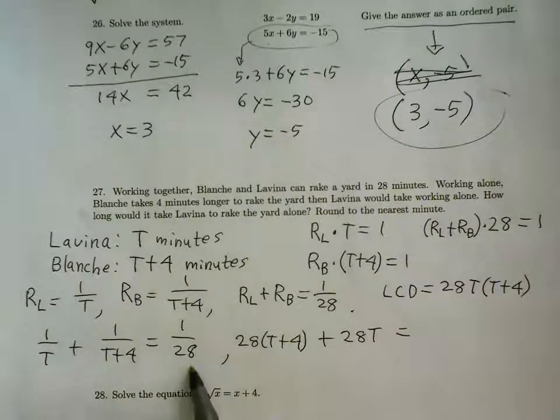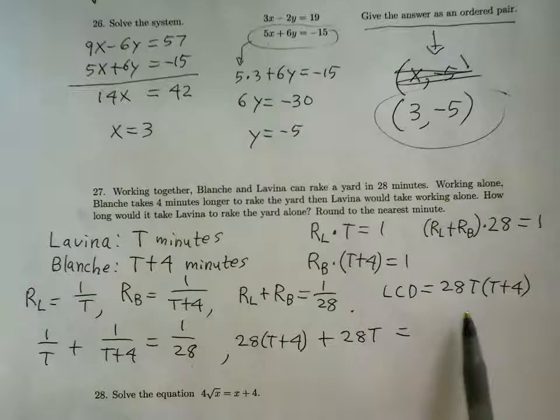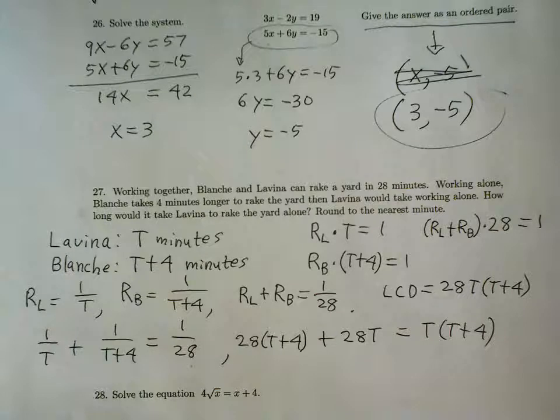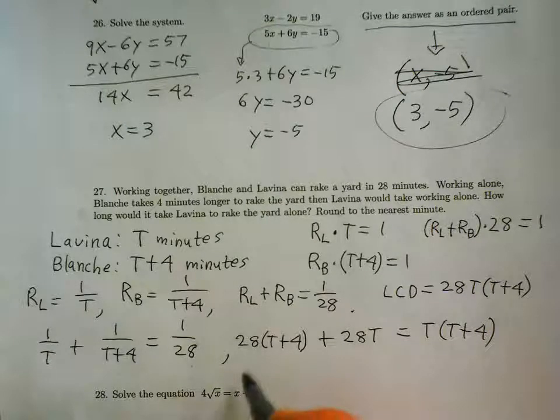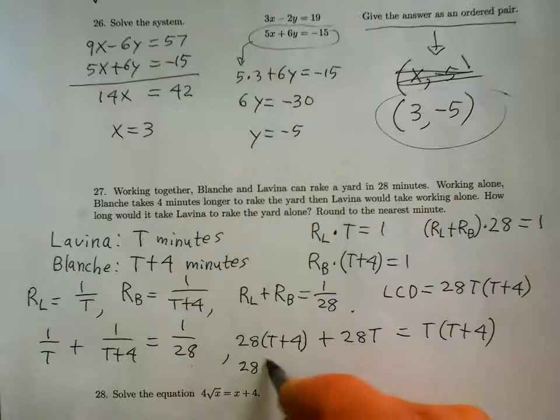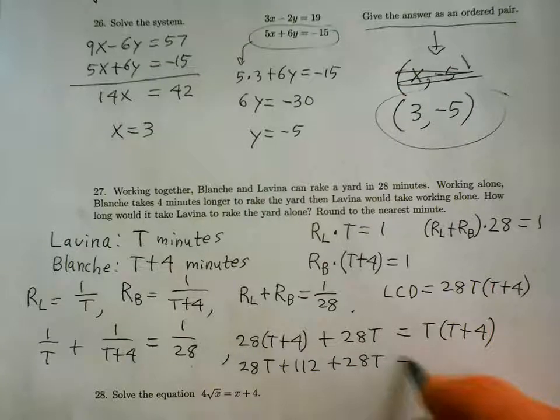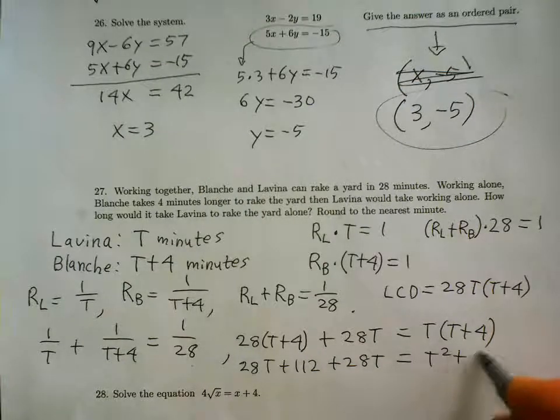And on the right-hand side, 1 over 28 times the least common denominator. The 28's cancel, and we're left with T times T plus 4. This is a quadratic equation. So I ran out of room, but on the left-hand side, 28 times T plus 4 is 28T plus 112 plus 28T. On the right-hand side, T to the second plus 4T.